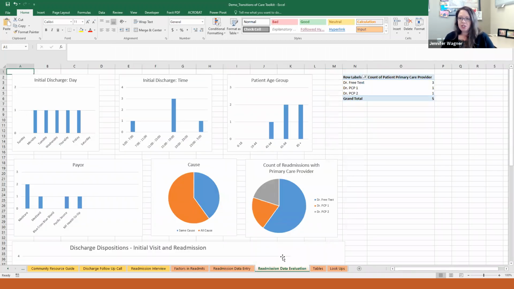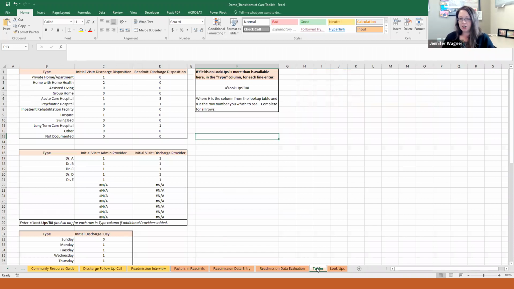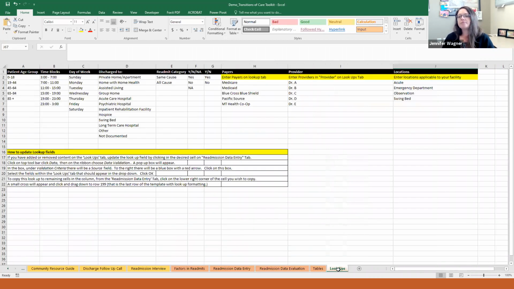And then we have our readmission data evaluation tab that takes the data you just saw and puts it in charts and graphs to be used. It's auto-populated, and there's also some information that is included in tables that just weren't very cleanly graphable here. As I mentioned, the dropdowns are all based in this lookup tab, and we have information on how to manage those for those that might not have that level of Excel experience.